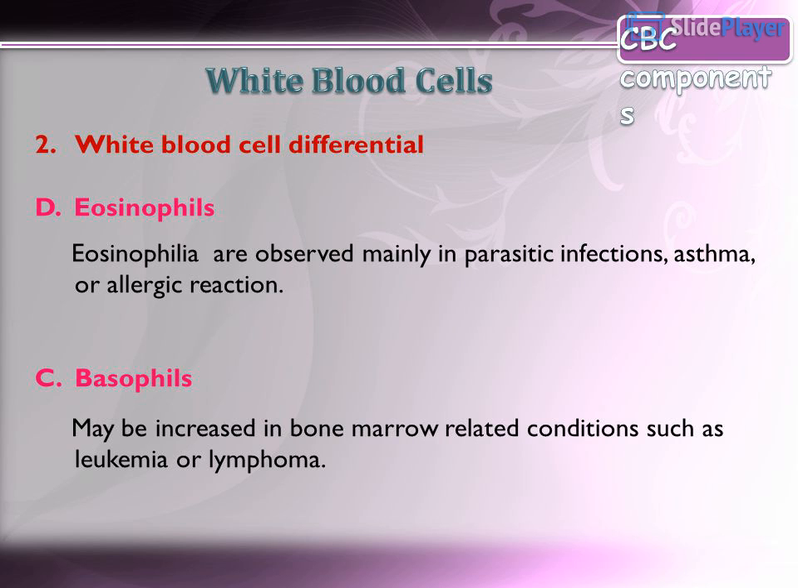White blood cells, CBC components. White blood cell differential. B. Eosinophils. Eosinophilia is observed mainly in parasitic infections, asthma, or allergic reaction. Basophils may be increased in bone marrow-related conditions such as leukemia or lymphoma.